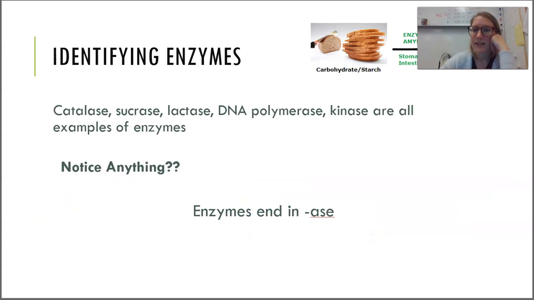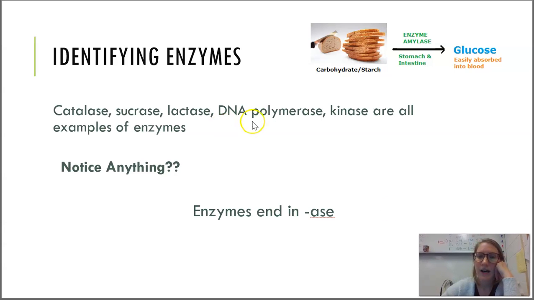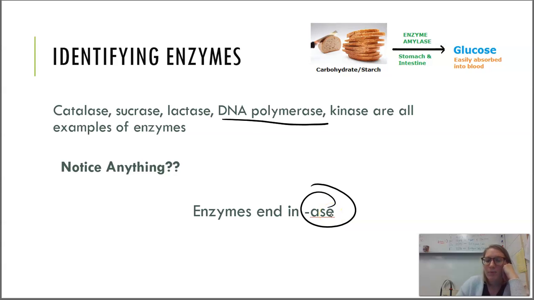Identifying enzymes, pretty easy. They all have ACE at the end of them. So catalase, sucrase, lactase, DNA polymerase, kinase. They're all examples of enzymes. So if you notice anything, they all end in A-S-E. DNA polymerase is an enzyme we'll talk about when we get to genetics.